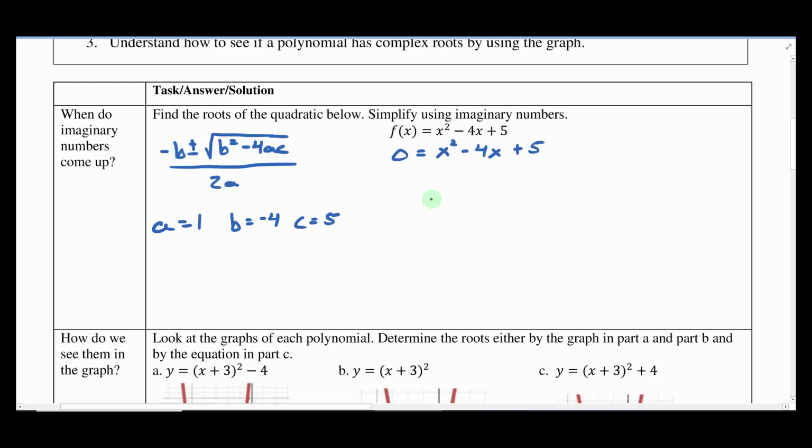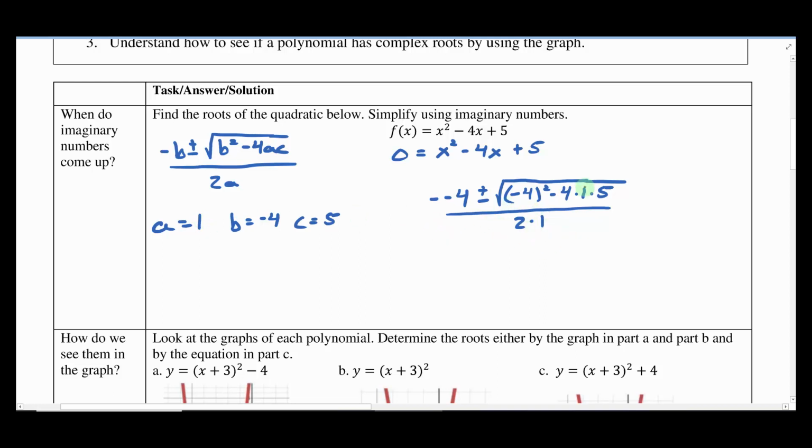So we're going to start off with a negative negative 4, right? Because we have a negative with the b and a negative built into the quadratic formula. So that's where we get the two negatives from. And then we're going to have plus or minus the square root of b squared. So that's going to be negative 4 squared, minus 4 times a, which is 1, times c, which is 5, all over 2a. Right, so 2 times 1. All right, and then we simplify this expression.